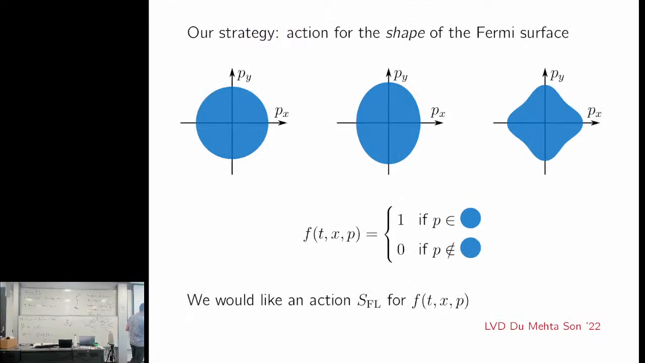So the degree of freedom will be this occupation number f, okay, which tells you whether a state in my box at position x and with momentum p is occupied or not. So this is our degree of freedom. It's not just an arbitrary function of x and p. It's going to be a kind of subclass of functions that's equal to 1 or 0: 1 if the state is occupied and 0 otherwise. So we're really talking about sharp Fermi surfaces. And the goal is to write down an effective action for this degree of freedom, directly for the shape of the Fermi surface.